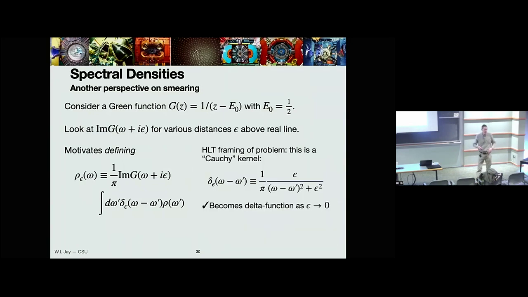If you say, okay, but what actually is the smearing kernel? Here's what it is. This is sometimes called a Cauchy kernel or a Poisson kernel, and just like a very narrow Gaussian, it's a nascent delta function in the sense that as you take epsilon to 0, integrated against test functions, it behaves as it should.